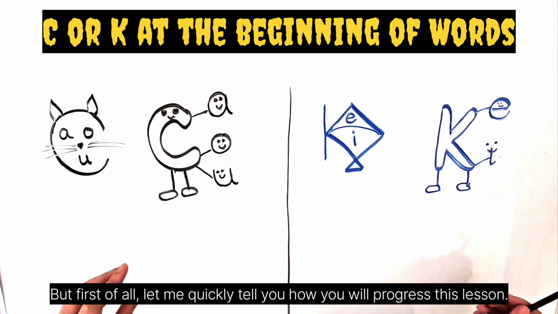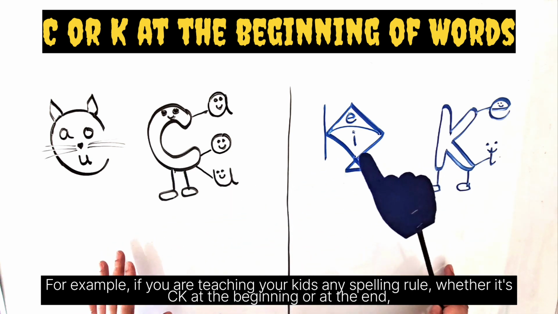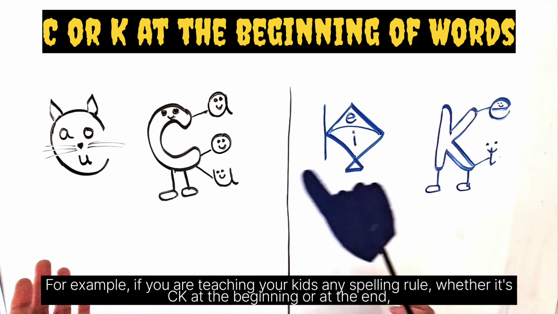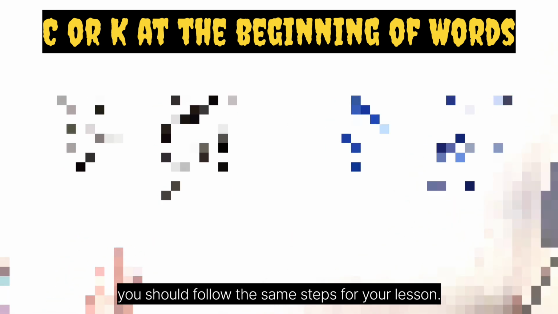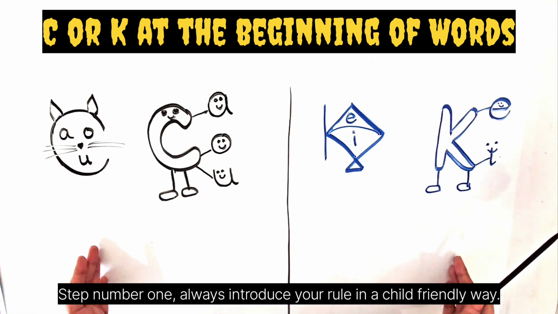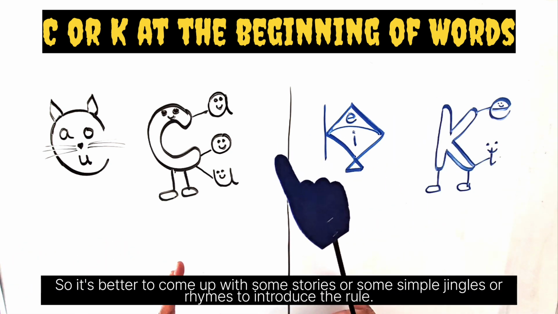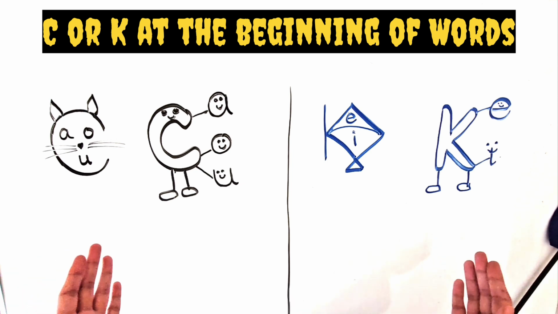But first of all, let me quickly tell you how you will progress this lesson. For example, if you are teaching your kids any spelling rule, whether it's CK at the beginning or at the end, you should follow the same steps for your lesson. Step number 1. Always introduce your rule in a child-friendly way. So it's better to come up with some stories or some simple jingles or rhymes to introduce the rule.